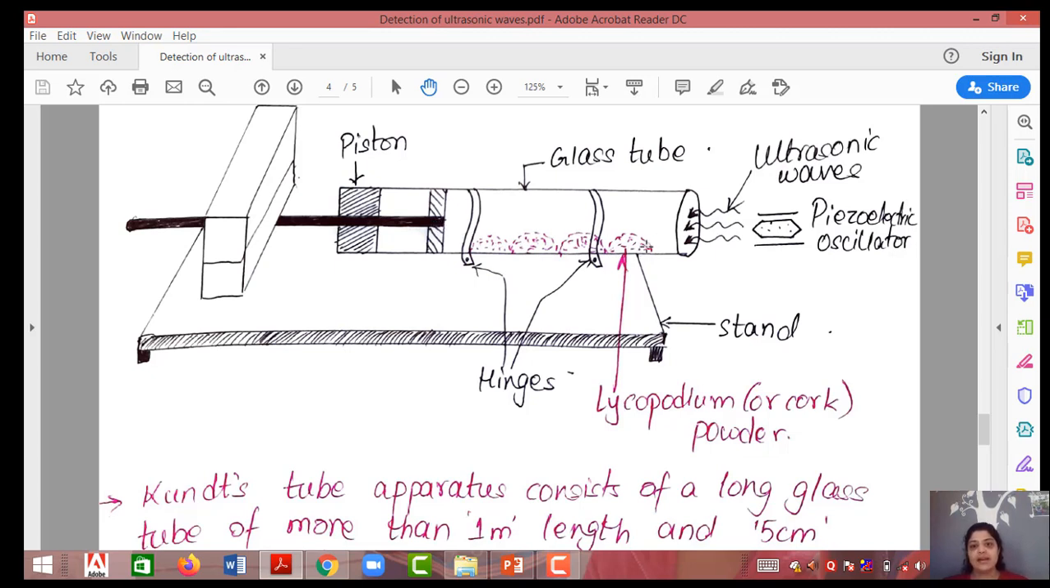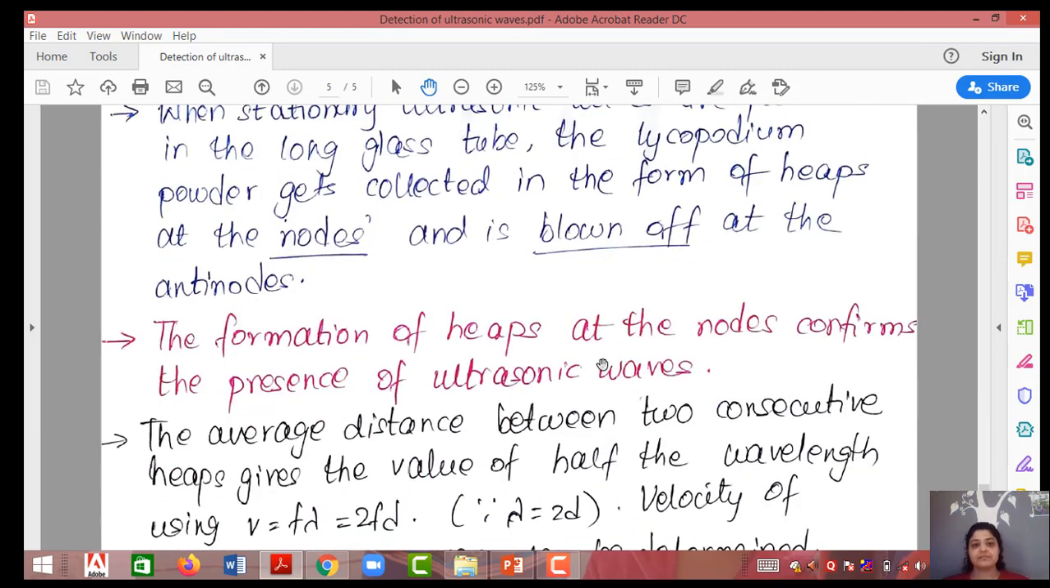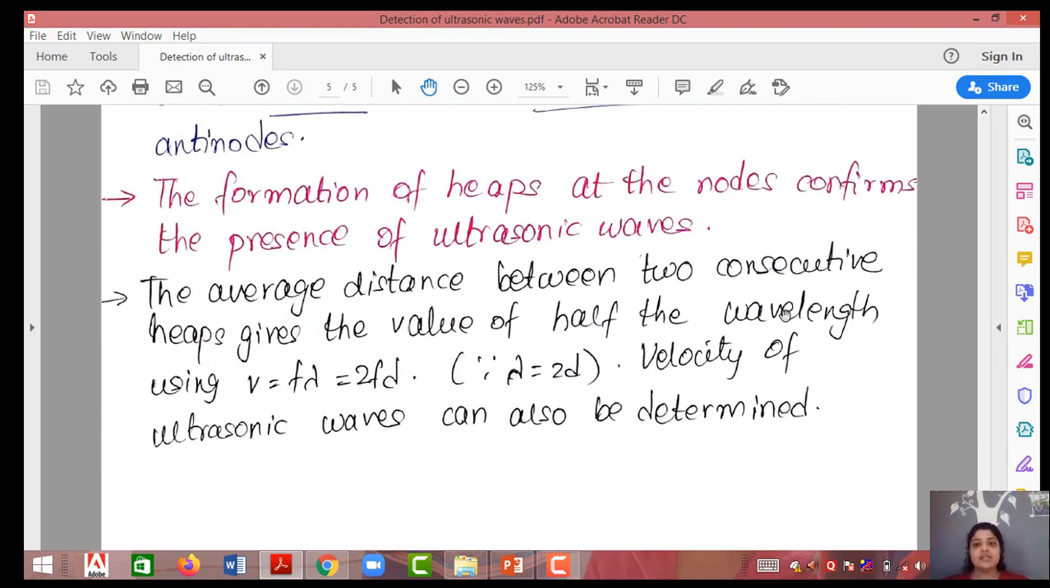Why should it be air dried? So that the lycopodium powder does not stick to the glass tube, so that proper heaps are formed. Otherwise, the velocity calculated will not be accurate. The formation of heaps at the nodes confirms the presence of ultrasonic waves. The average distance between two consecutive heaps gives the value of half the wavelength using the formula V equals F lambda. So lambda can be found out as 2 into D, the distance between the nodes, and frequency is already known. This is how the velocity also can be determined using Kunz tube.